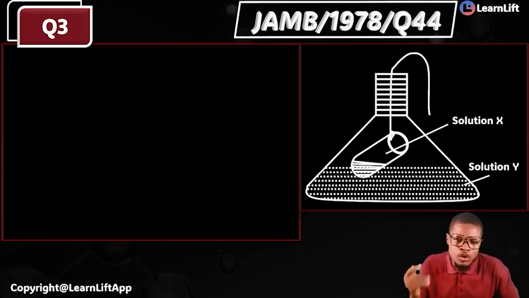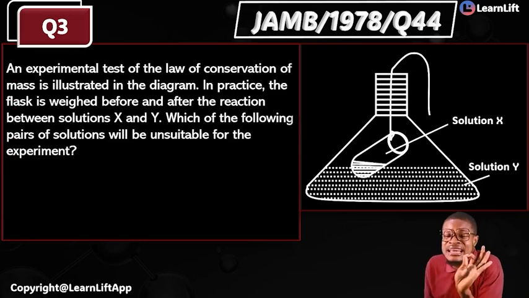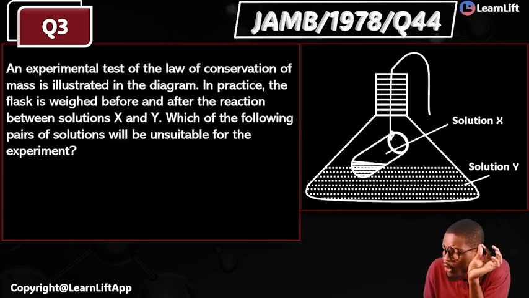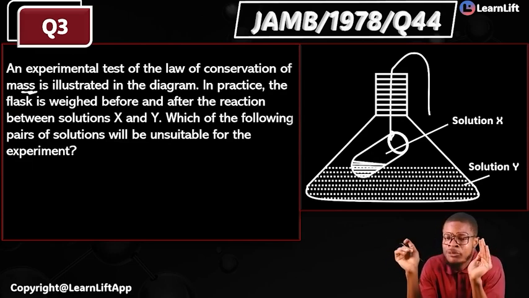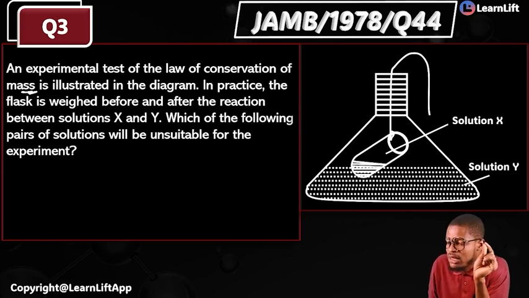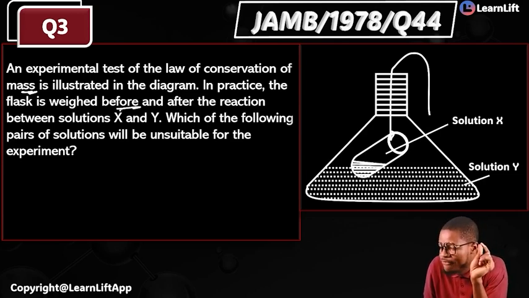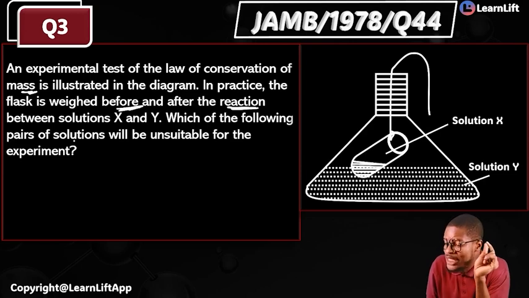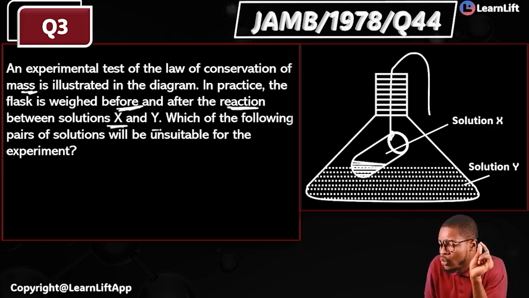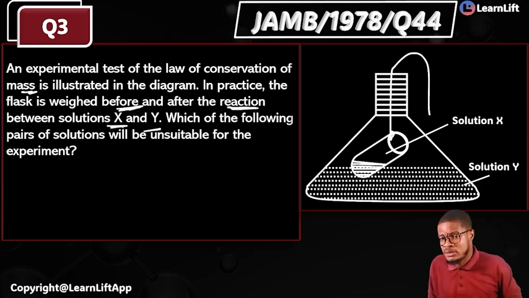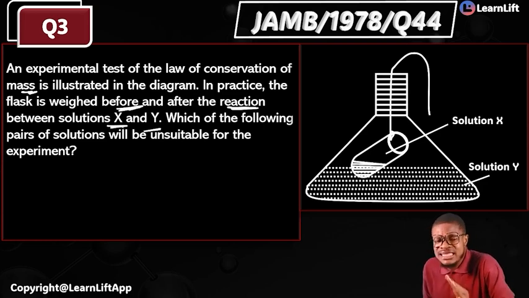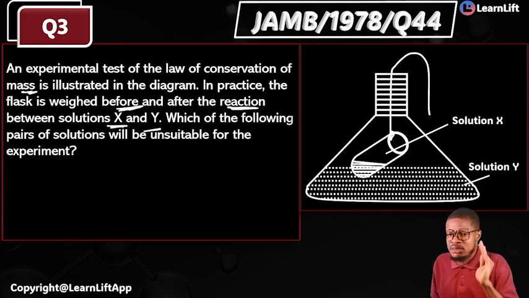1978 question 44. Look at what JAMB asks. An experimental test of the law of conservation of mass is illustrated in the diagram. In practice, the flask is weighed before and after the reaction between solution X and solution Y. The question is, which of the following pairs of solutions would be unsuitable for the experiment?